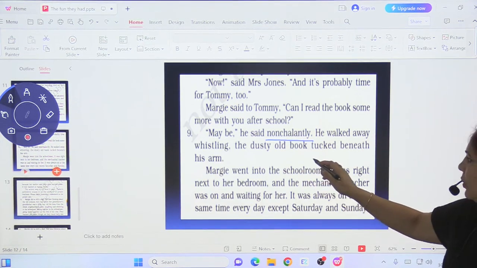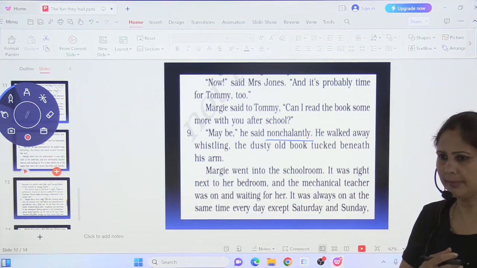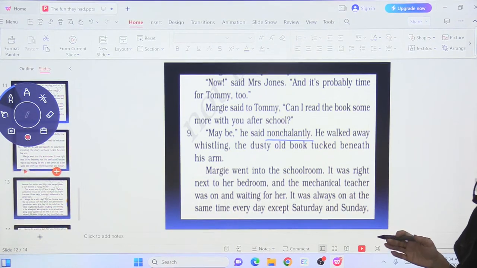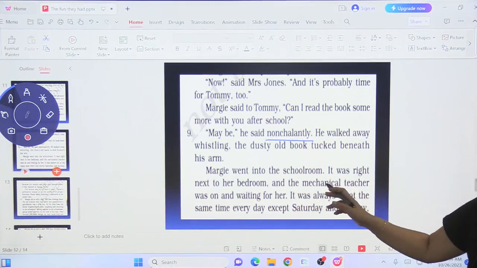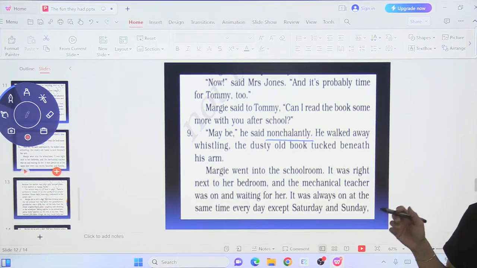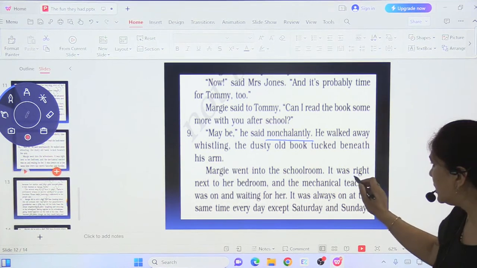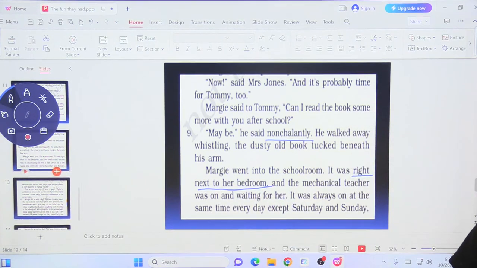The dusty old book tucked beneath his arm, and he took the book beneath his arm. Okay, that was an old and very dusty book. Margie went into the schoolroom, and now she went to the schoolroom. It was right next to her bedroom. Where was the school? Next to her bedroom. Children, all these things you should underline and you should know, because nowadays we have so many MCQs in your literature and these kinds of questions may appear there.